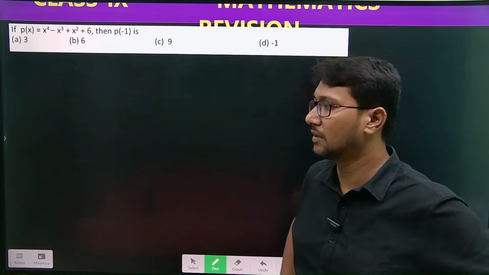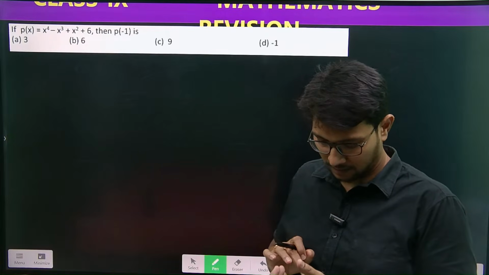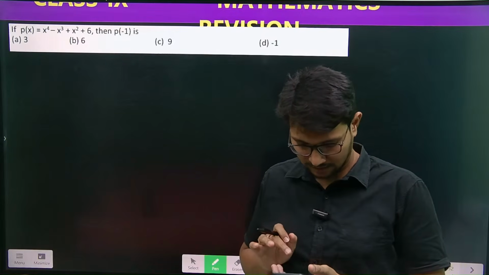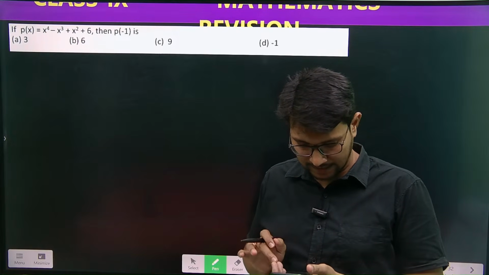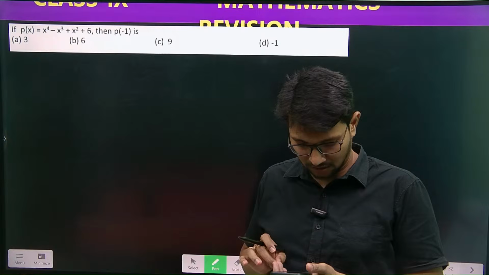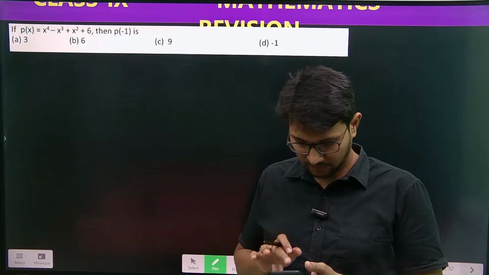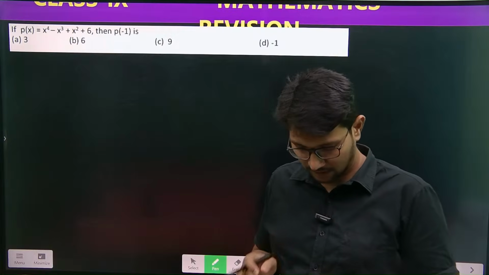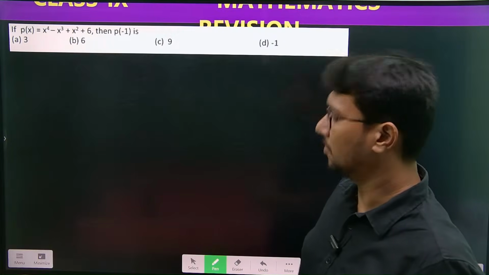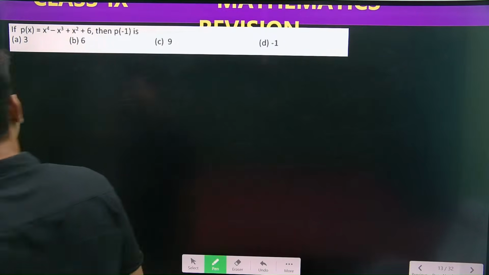Okay, given. Very good. Let me check. How many of you have given? Oh, 9 is the answer, right? 9, check karo, everyone. Okay, 9 given. ठीक है. Let us see बच्चों, P of minus 1.